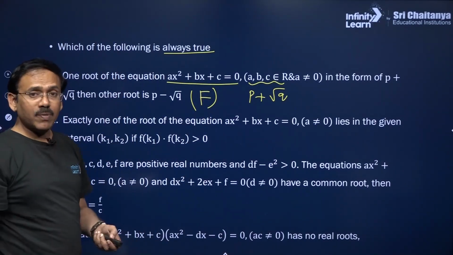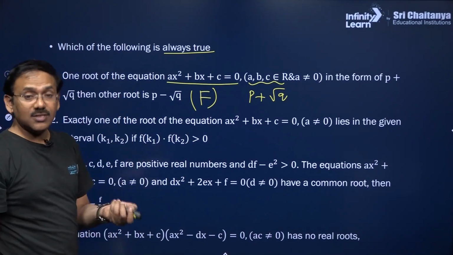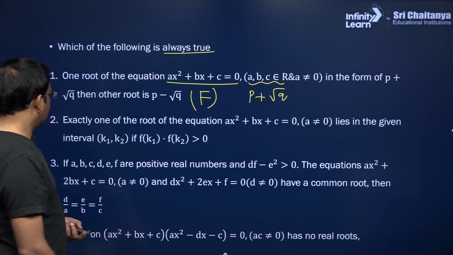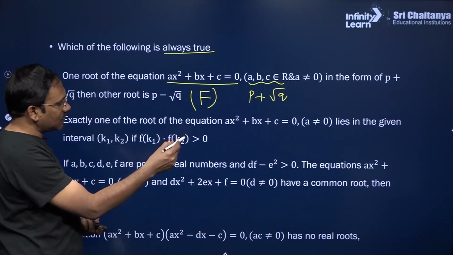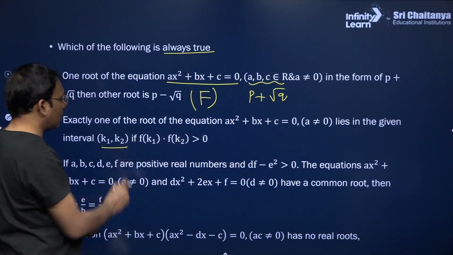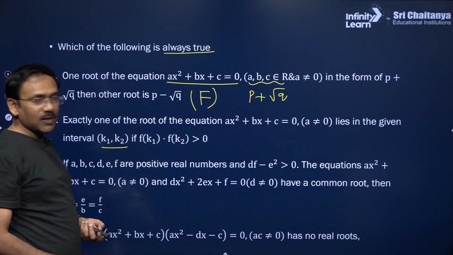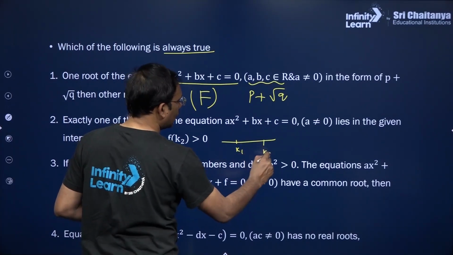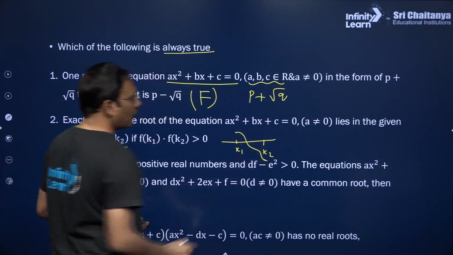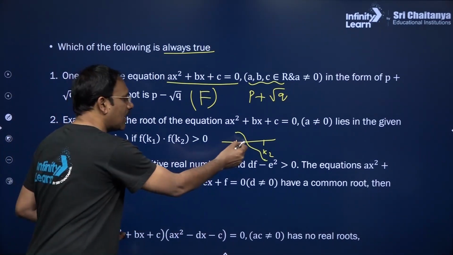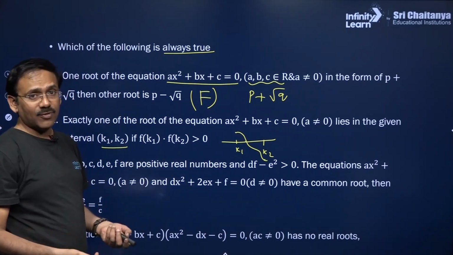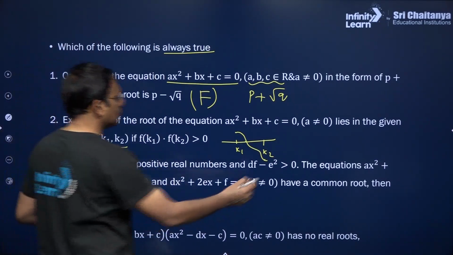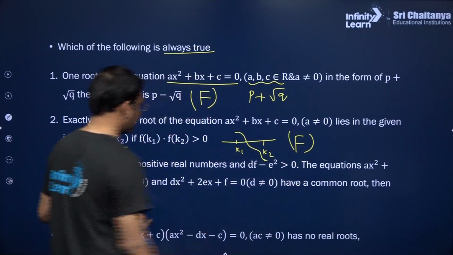Okay, one root is p plus root q. In that case, second root is its conjugate when coefficients are rationals, my dear friends. So second one, if exactly one of the roots of this equation lies between k1 and k2, if f of k1 into f of k2 positive, we can't say, my dear friends. If f of k1 and f of k2 have opposite sign for a polynomial function, then it will have at least one real root or odd number of real roots, but both have same sign means it may have, may not have. So this is also a false statement.